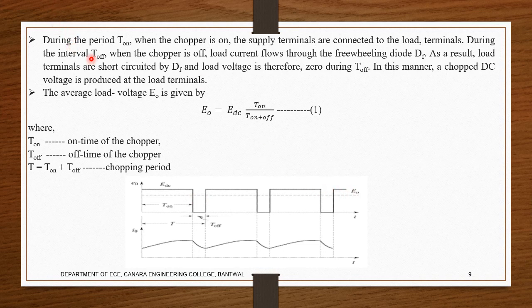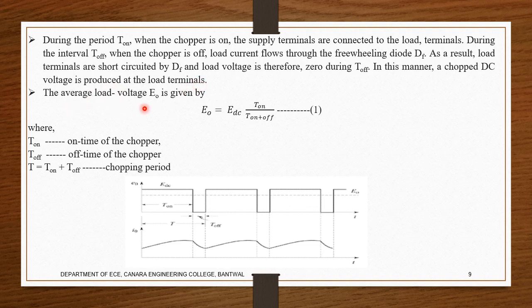During the period T on, when the chopper is on, the supply terminals are connected to the load terminals. During the interval T off, when the chopper is off, the load current flows through the freewheeling diode DF. As a result, the load terminals are short circuited by the DF, and the load voltage is therefore 0 during T off. In this manner, a chopped DC voltage is produced at the load terminals.